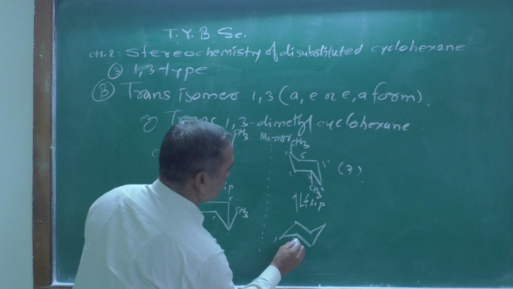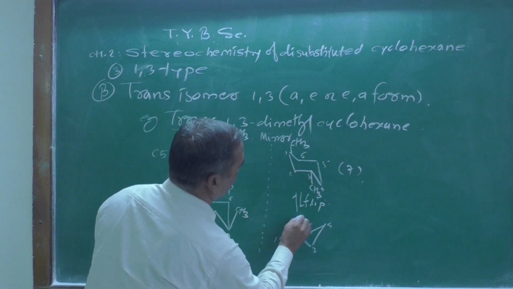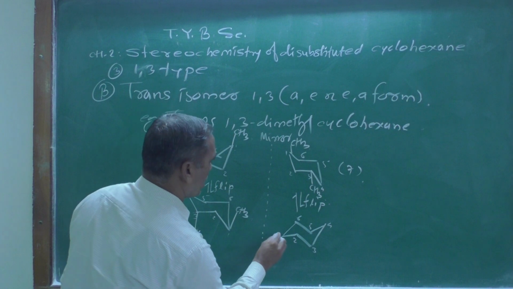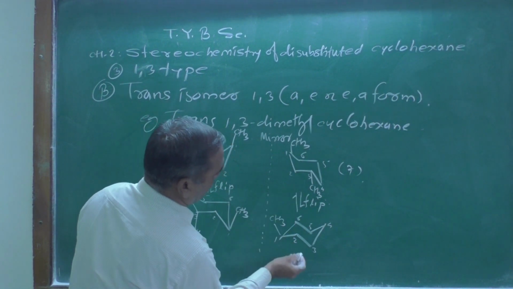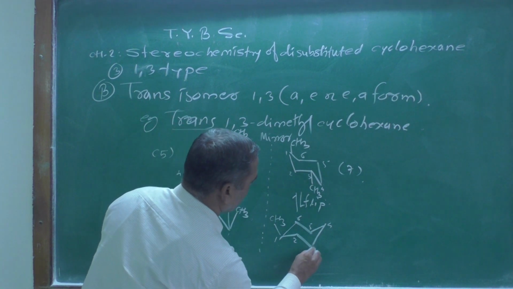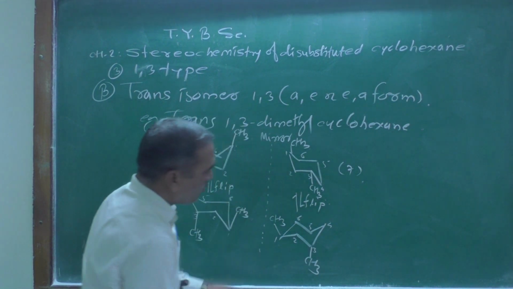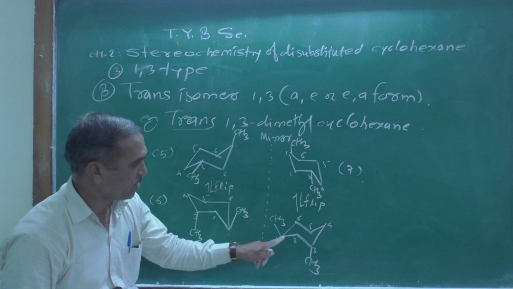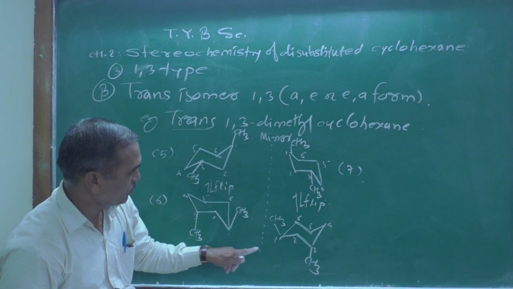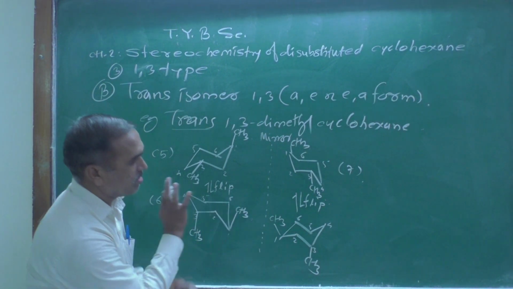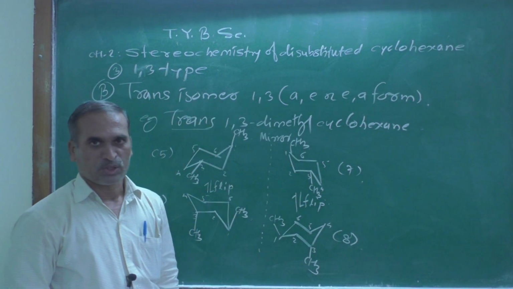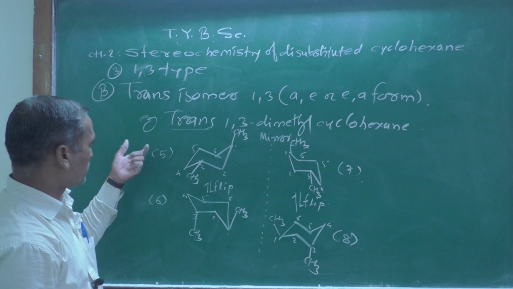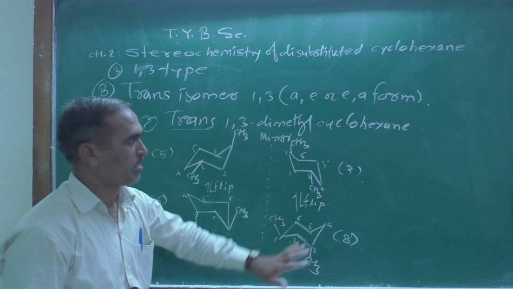Carbon number 1, 2, 3, 4, 5 and 6. One equatorial, one axial: the equatorial becomes axial, and the axial becomes equatorial here. If you observe this structure carefully, what do you see here? These two are identical, and this is structure number 8, right? So this is very simple. Structures number 5, 6, 7 and 8 we got.